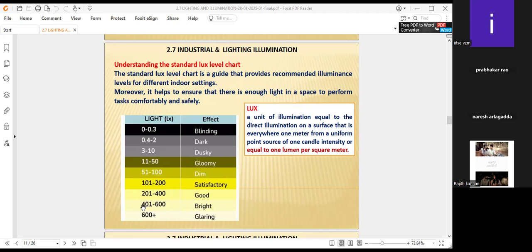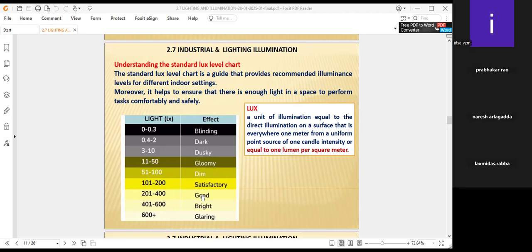We have to see that this is best for indoor settings or household constructions. But industries have to see their installation capacity and the cost of investment. What about the factory requirement, the standard requirement as per the Factories Act? How much is the requirement?